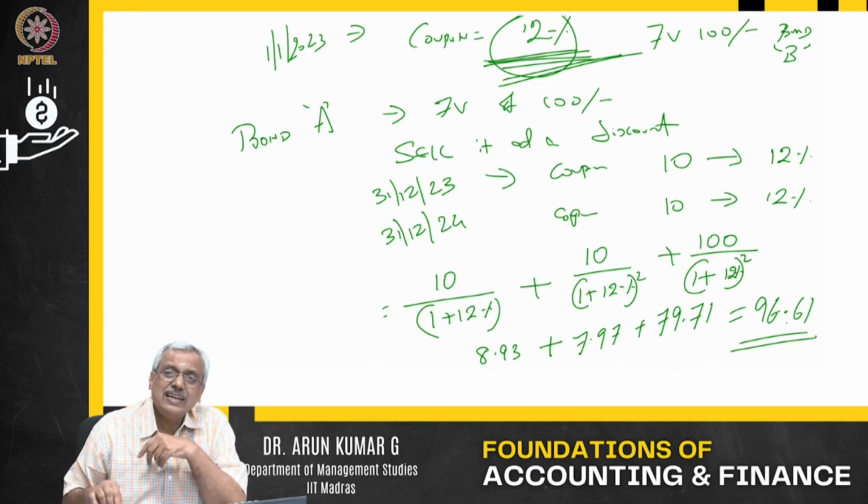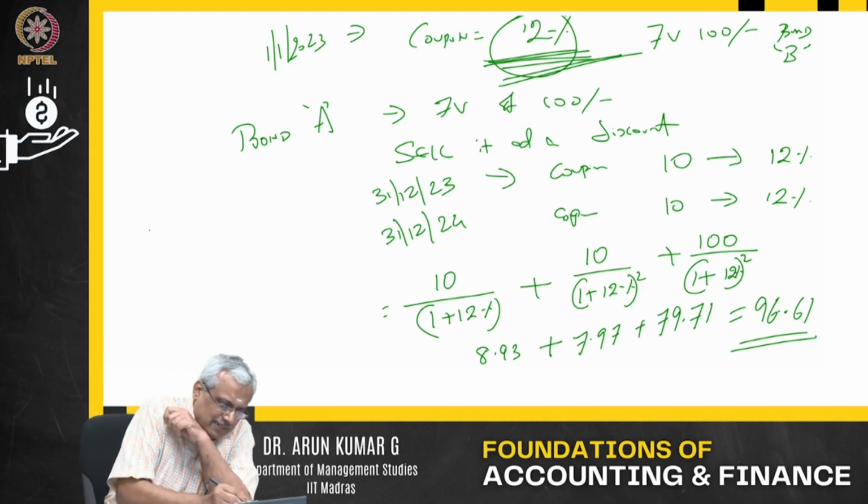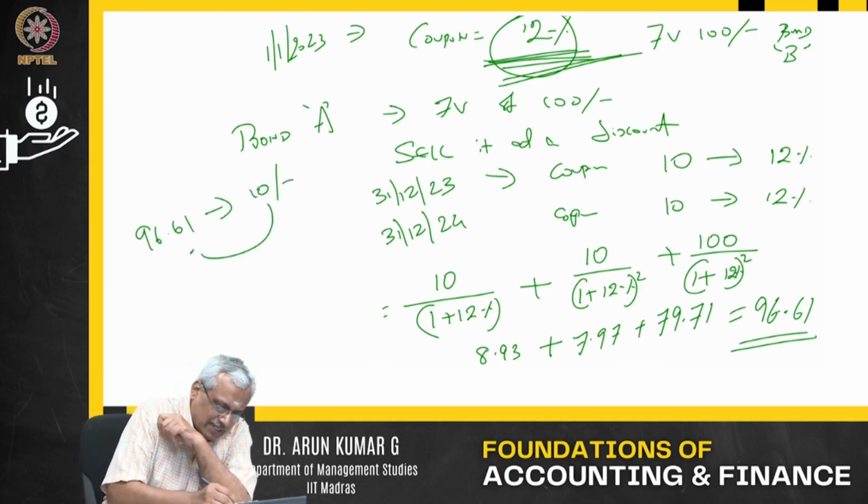Now let us see, if I buy it at 96.61 and get $10 every year, what percentage is this equal to? Can you calculate?